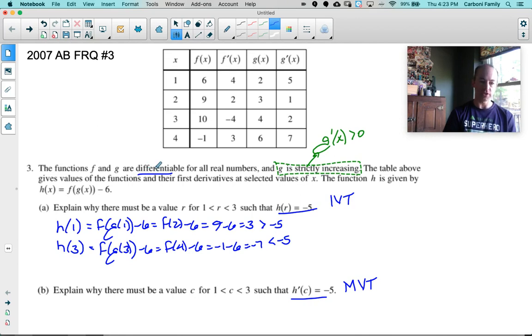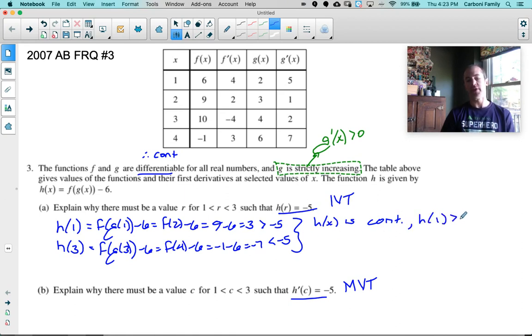And because the functions are differentiable, then we know that they are continuous, which is the requirement for the intermediate value theorem. So I'm going to take that information, and I can say that since h is a composition of f and g, and f and g are both continuous, then h of x is continuous. You must lay out the requirements for each theorem, and for the intermediate value theorem, you want to show that the function is continuous. H is continuous. H of 1 is greater than -5.